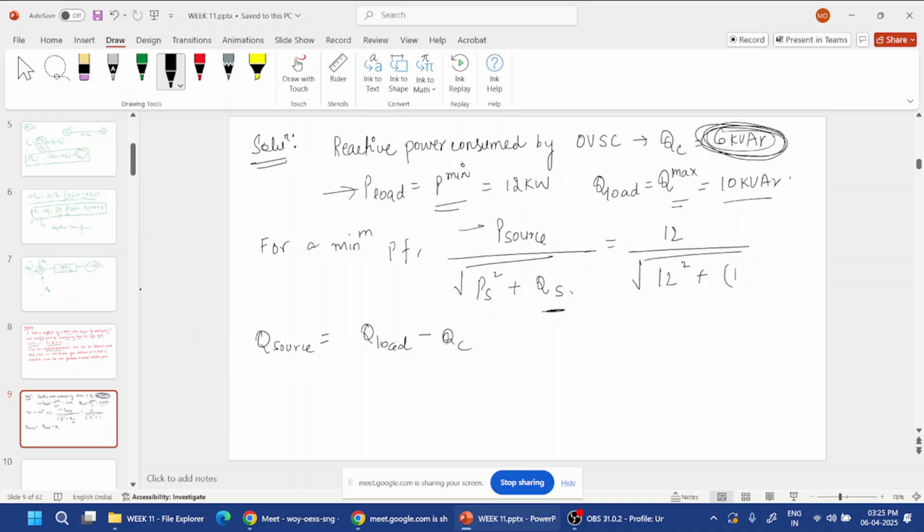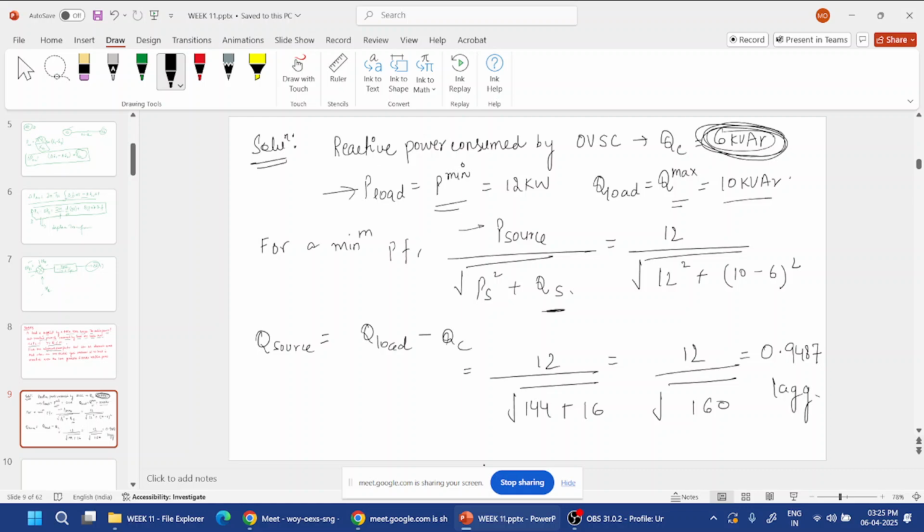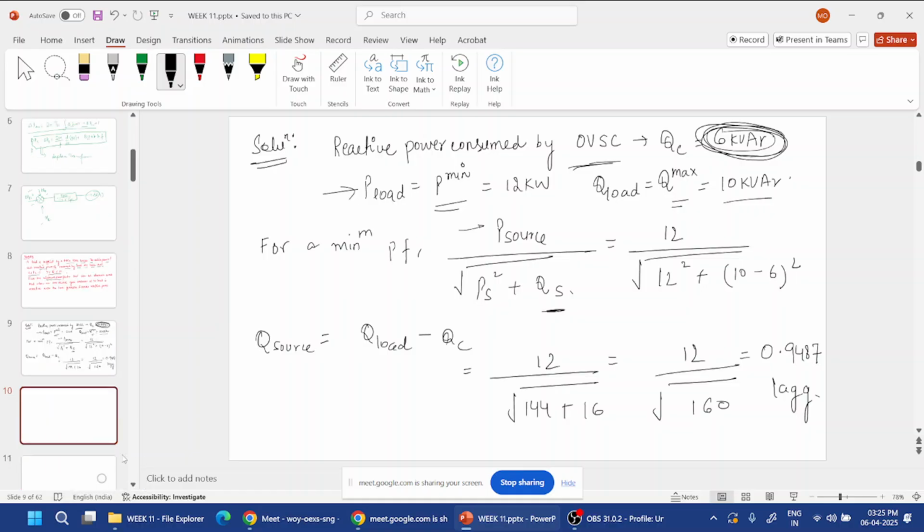So how much will it be? 10 minus 6, whole square. So it will be 12 upon under root of 144 plus 16, which is 12 upon under root 160. Okay, I think it will come out to be 0.9487 lagging, because it is in an overexcited phase. Okay, so now next question. I hope you understood this.